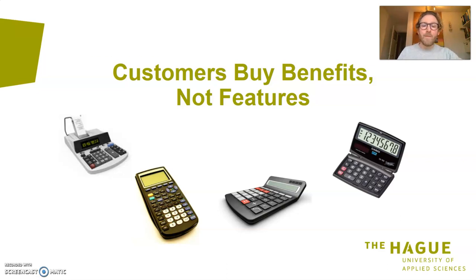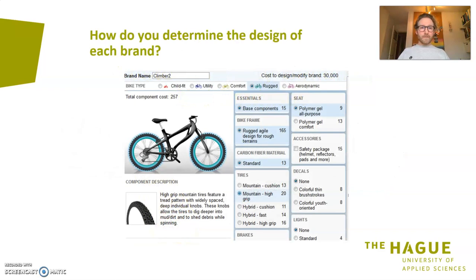So in the game, it pretty much looks like this. You have a menu where you can select. So you can see, there are different types of bikes, comfort bike, rugged bike, aerodynamic bikes, and you can select different components. That should match not what you have in your mind. No, it should match the information provided by the simulation. So you have insight in market demand.